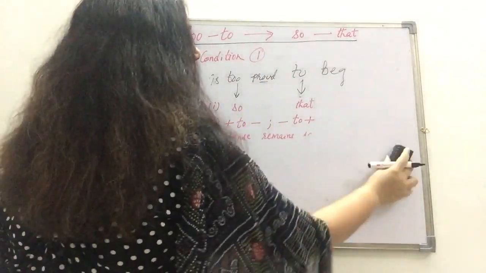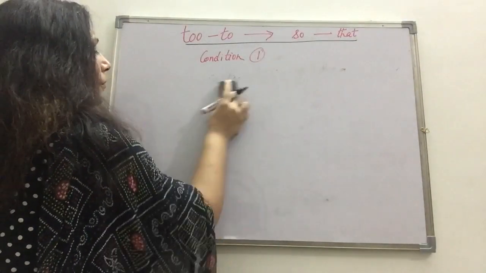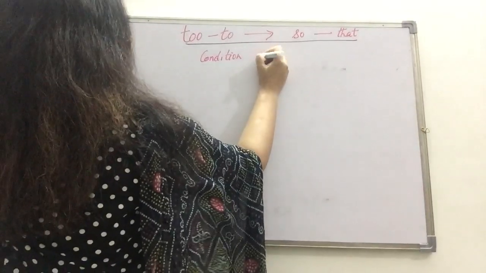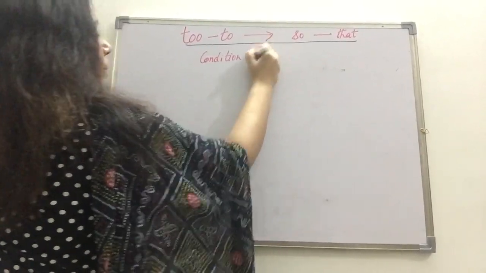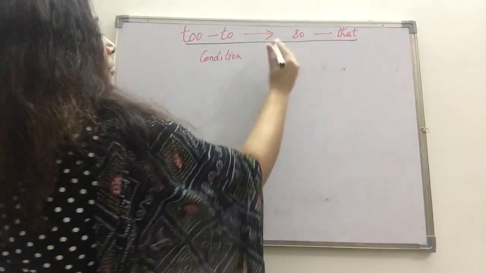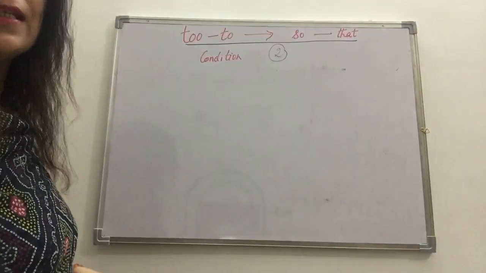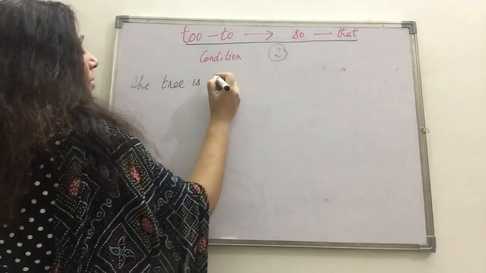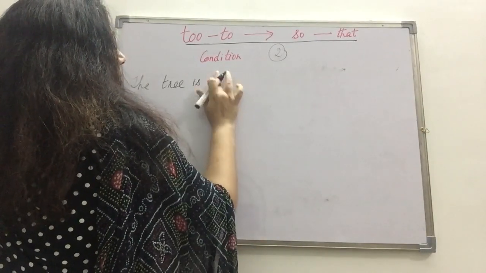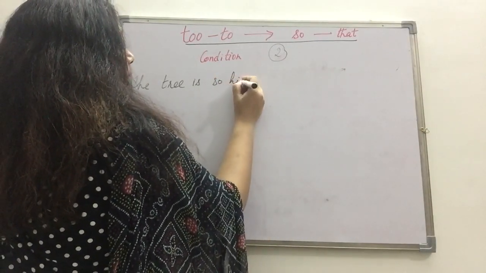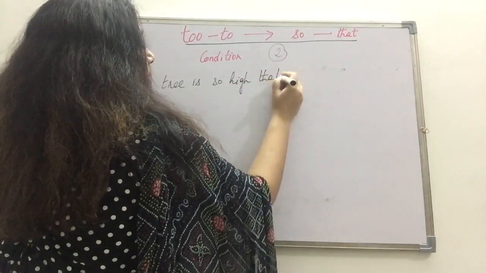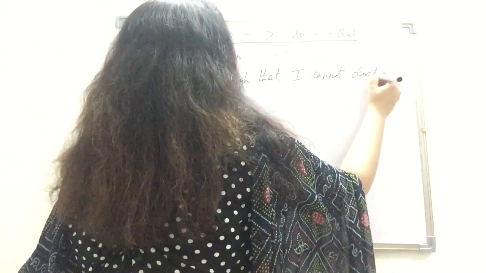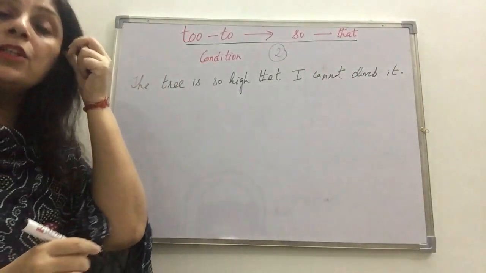Now come to condition number 2. Now supposing the sentence is given. Look at the sentence now. The tree is so high that I cannot climb it. This is condition number 2.